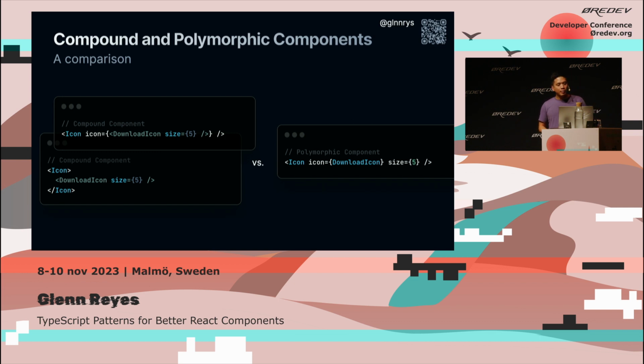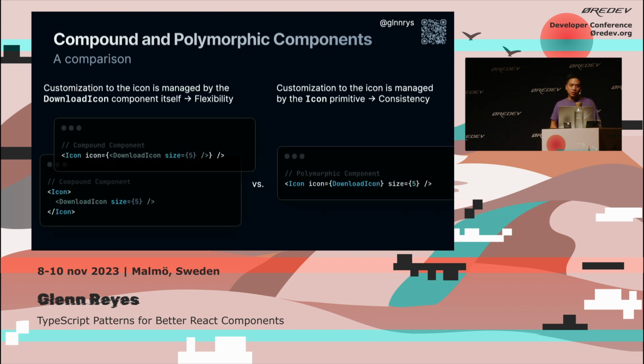Now let's talk about compound and polymorphic components. To explain a little bit, compound components are basically components composed together where the customization is managed by the passed component itself. So for example, if you have an icon prop where you pass an entire component, you customize this icon within the download icon component itself. For example, you apply it with some size or some color within the download icon component.